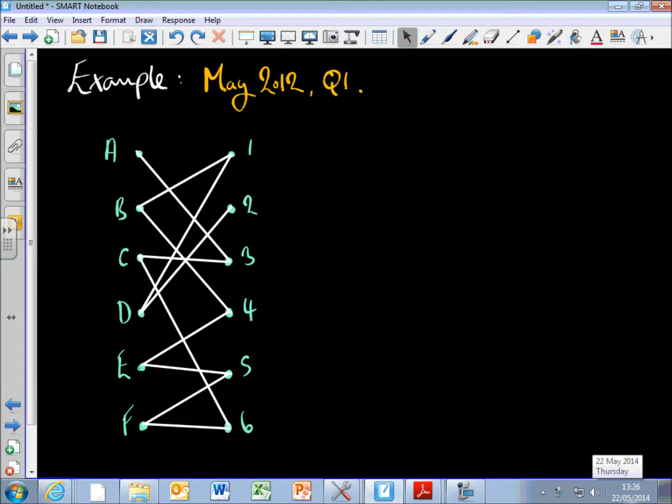Okay, so we're going to do this question from May 2012. Is that the paper, isn't it? So question 1 is, represent the information on this bipartite graph on an adjacency matrix. Did you manage to do that after a while? Yeah. So all I do for an adjacency matrix is A, B, C, D, E, F down the side.